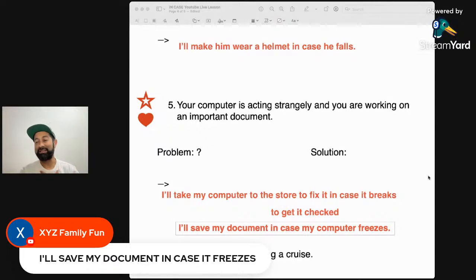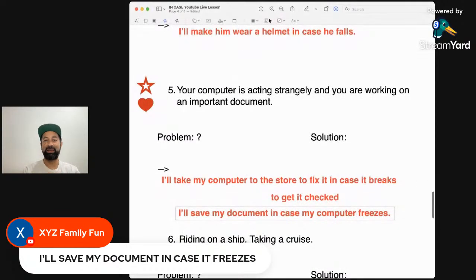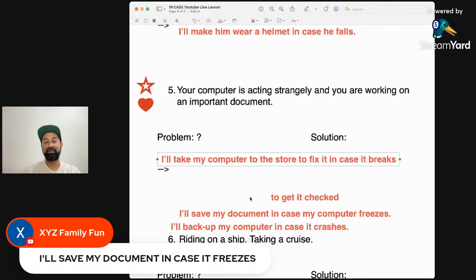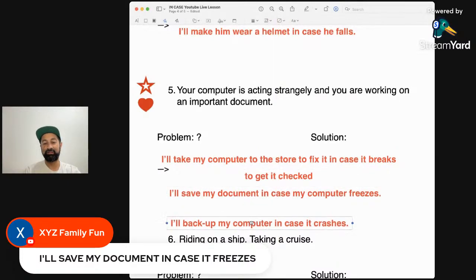Now I have a different answer, and I want to share it with some of you, because maybe some of you watching on the replay will have the same answer as me. My answer is: I'll back up my computer in case it crashes. So that's another option here. Let's just make this a little bit neater so everyone can see.